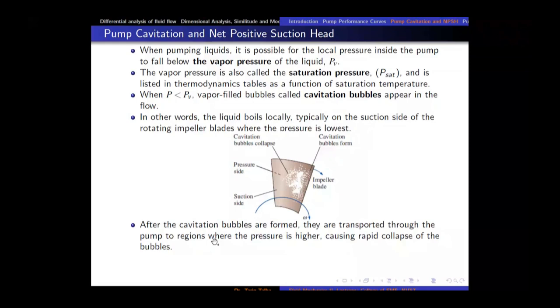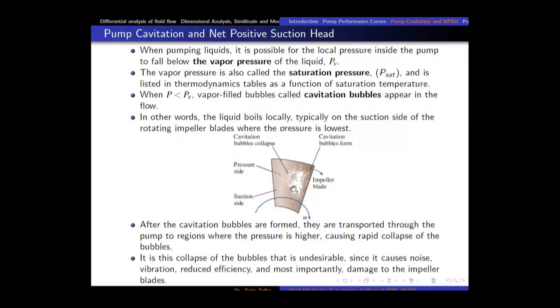After the cavitation bubbles are formed, they are transported through the pump to regions where the pressure is higher, like the pressure side of the pump. So when the pressure is higher there, what would happen to the bubbles? They would collapse, and when those bubbles collapse, there would be vibration, and it would cause wear and tear of the pump blades, the impeller blades. So that is not very desirable.